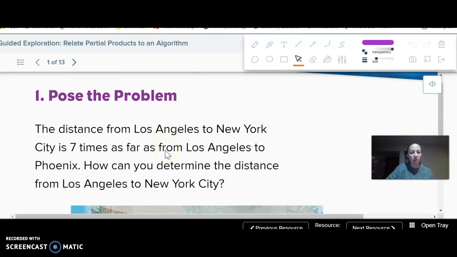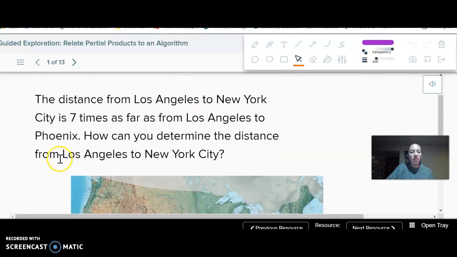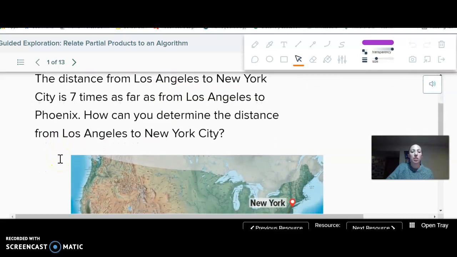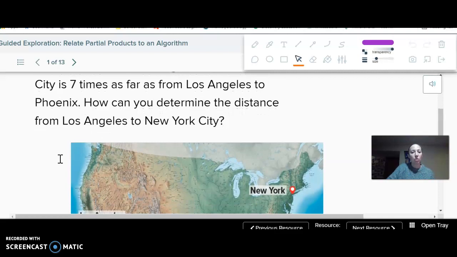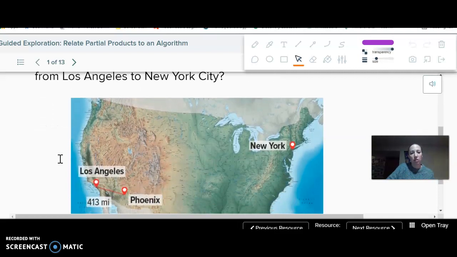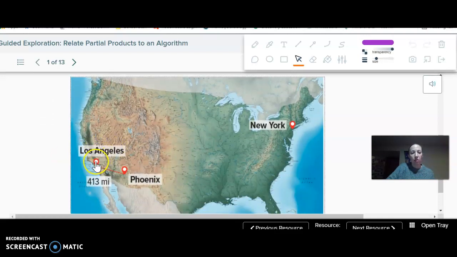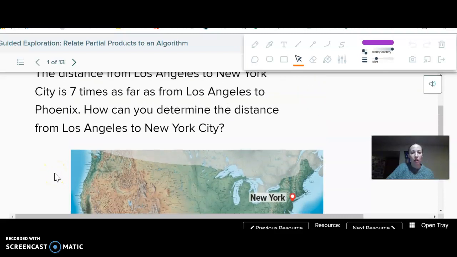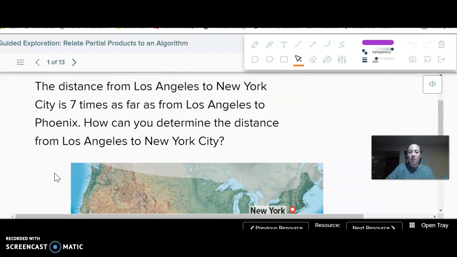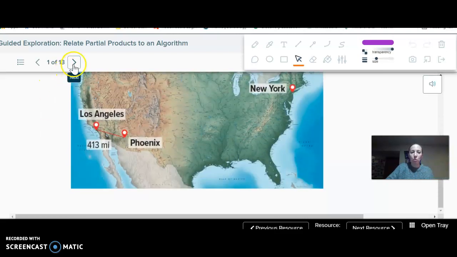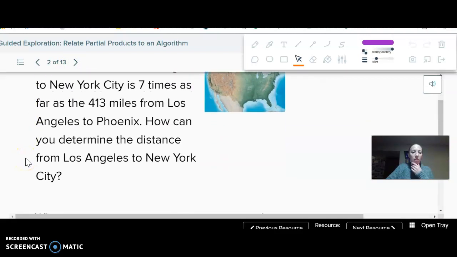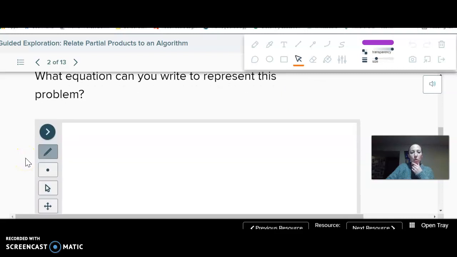So the distance from Los Angeles to New York City is 7 times as far as from Los Angeles to Phoenix. How can you determine the distance from Los Angeles to New York City? Well, there's Los Angeles, there's New York, there's Phoenix. It tells us that Los Angeles to Phoenix is 413 miles. So we're trying to figure out, if it's 7 times as far, how much would that be? Well, what equation could we write?